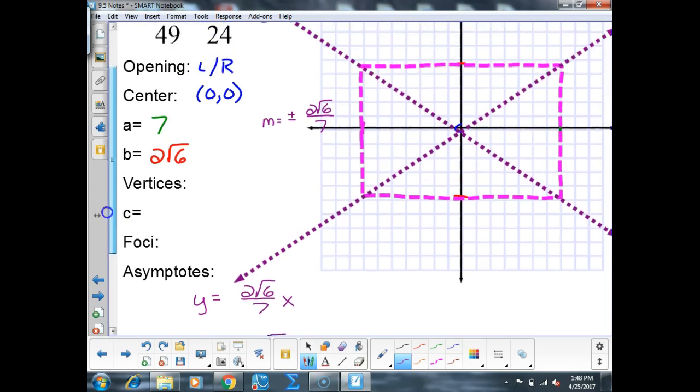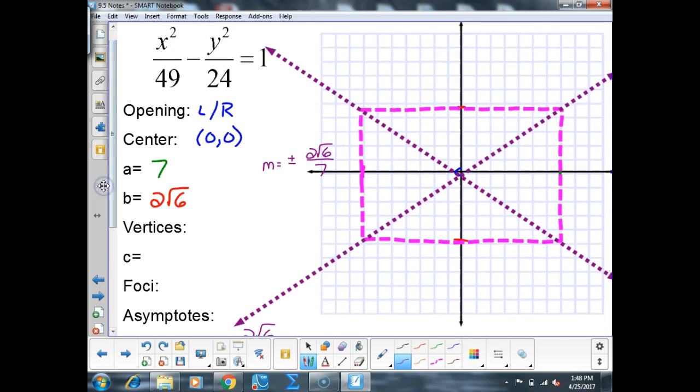Okay. Vertices are where? Okay, because it's a left and a right one, so they're here and there, which are negative 7, comma 0 and 7, comma 0.